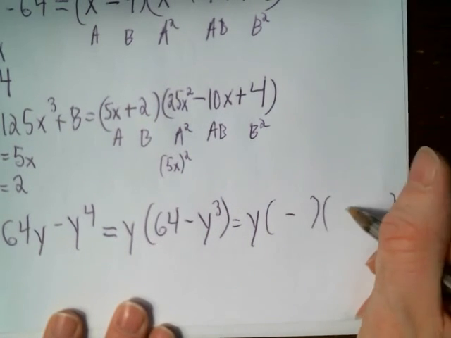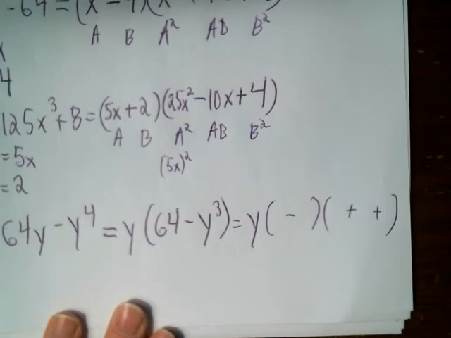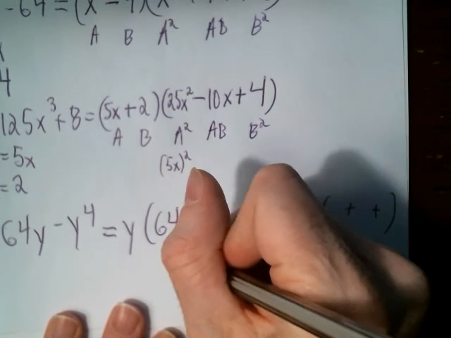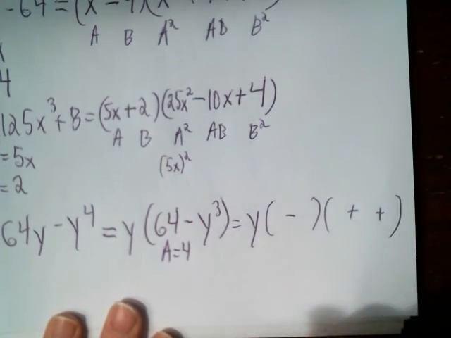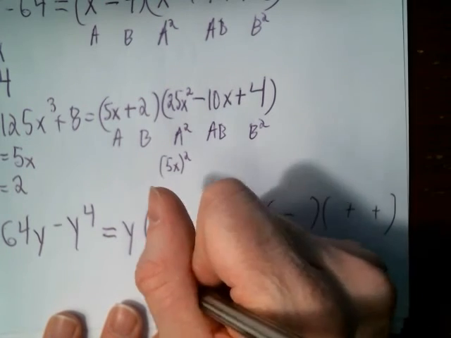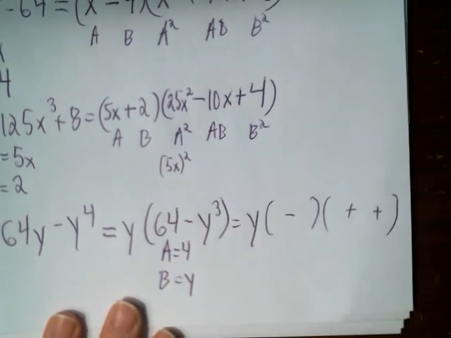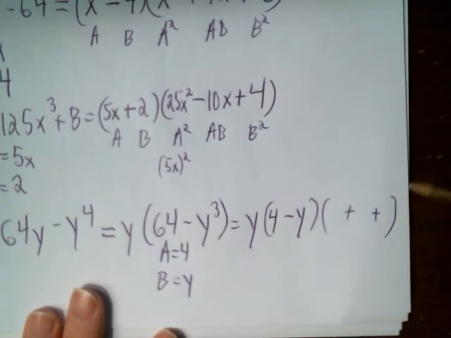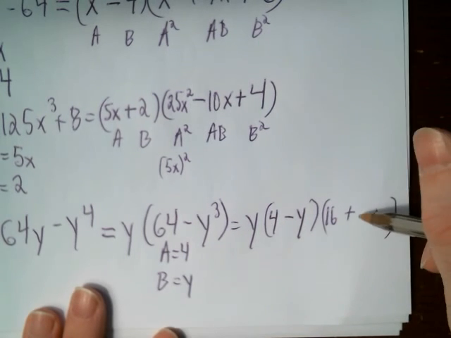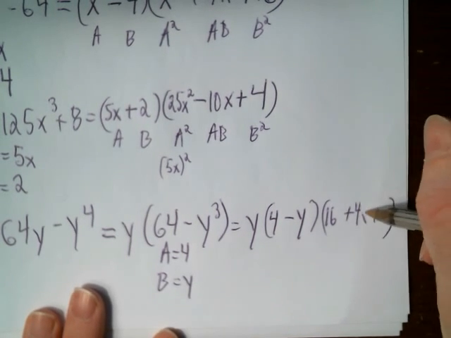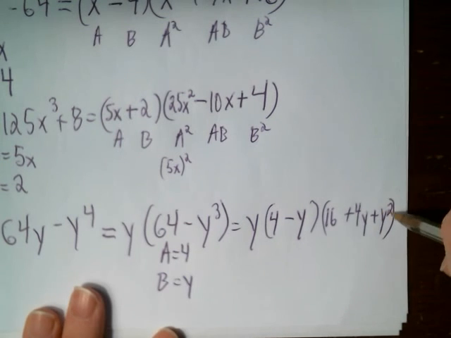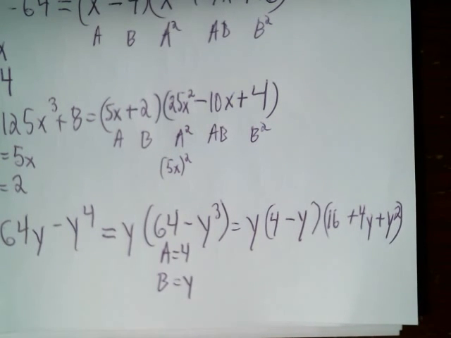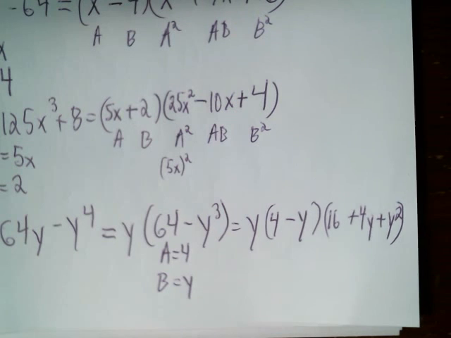The same sign, opposite, and then always positive. I'm going to smush this in. The A is 4. 4 times 4 is 16, times 4 again is 64. And then my B value is y. So I need A minus B, and then A squared is 16, and then A times B is 4y, and then finally B squared is y squared. Smush that in there. Okay, so that's it for this section.